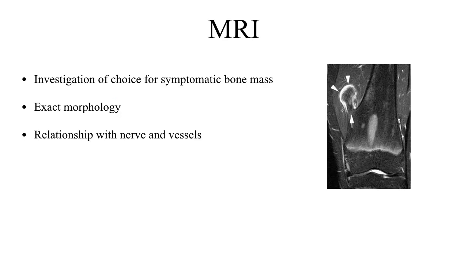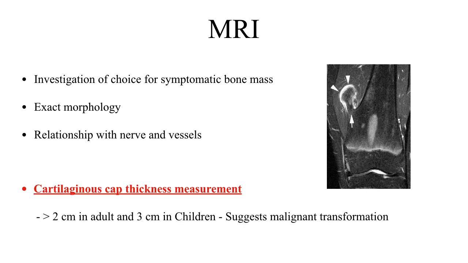The investigation of choice for a symptomatic osteochondroma is MRI because this gives us a clear picture about the morphology of the osteochondroma and also gives us the relationship with the adjacent nerves, vessels, and soft tissue infiltration, which will help us in differentiating the benign tumor from malignant tumor. And it also gives the thickness of the cartilaginous cap, which is very important to diagnose malignant transformation of this benign tumor. Two numbers you have to remember, 2 and 3.